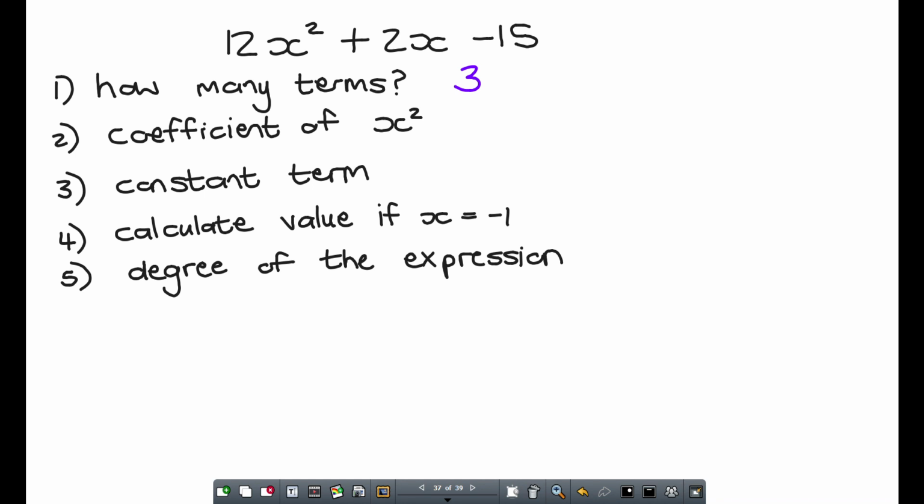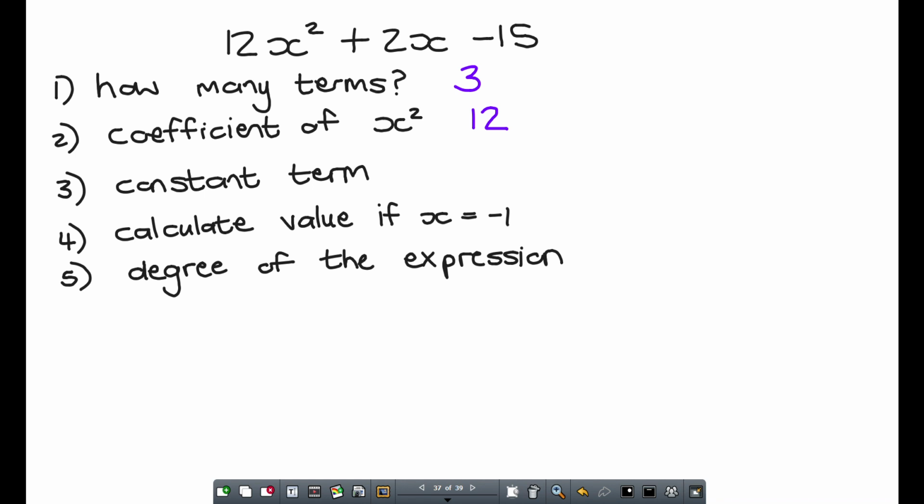Okay, so the coefficient of x squared. What does coefficient mean again? The number in front of the x over 2. Okay, not x over 2, x to the power of 2. Okay, so what is the... That's the same way. 12. Right, constant term.